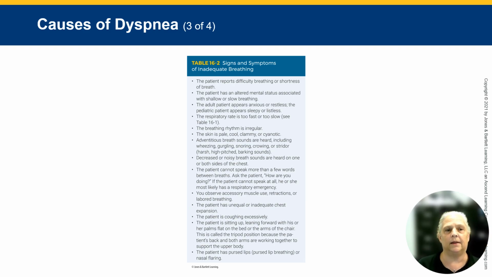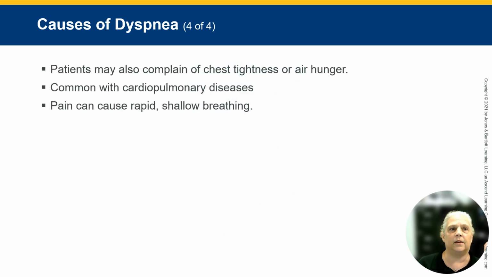If they have unequal or inadequate chest expansion, if they're using accessory muscles, retractions, labored breathing, if they're sitting up, leaning forwards with their hands on the bed or on the arms of the chair, we call that a tripod position. The back and both arms are working to support the upper body. If they have pursed lips or nasal flaring, these are all signs or symptoms of inadequate breathing. They could complain of chest tightness or hunger.